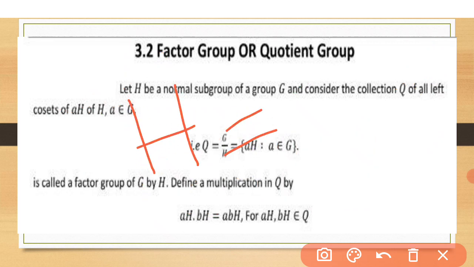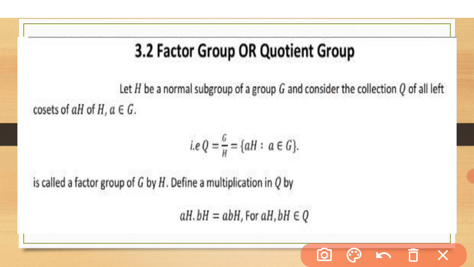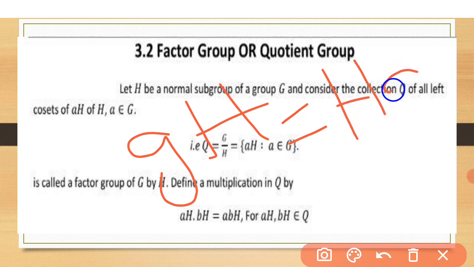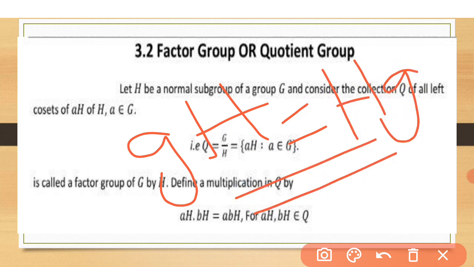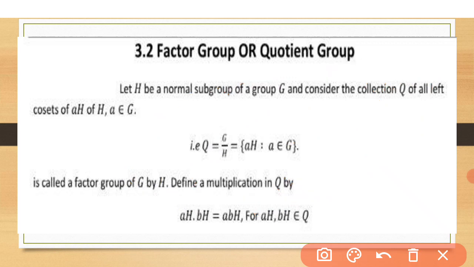Thus H is equal to gHg inverse where g belongs to G, or you may write this as gH is equal to Hg. These are self conjugate. You can say it as self conjugate, or this is also a definition of a normal subgroup. This type of elements makes a group which is called a normal subgroup of G. And consider a collection Q of all left cosets.